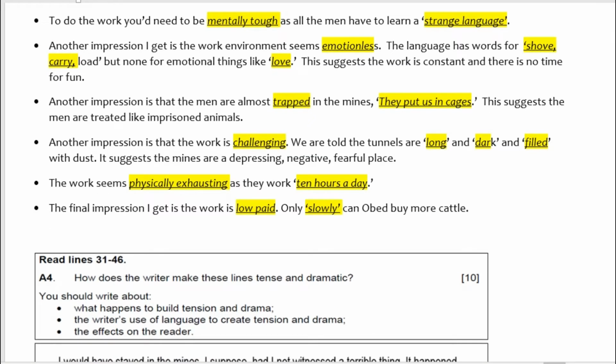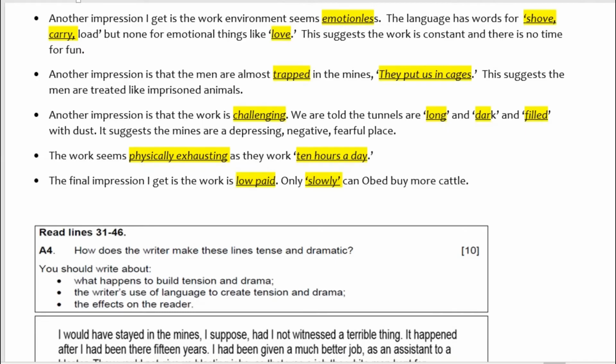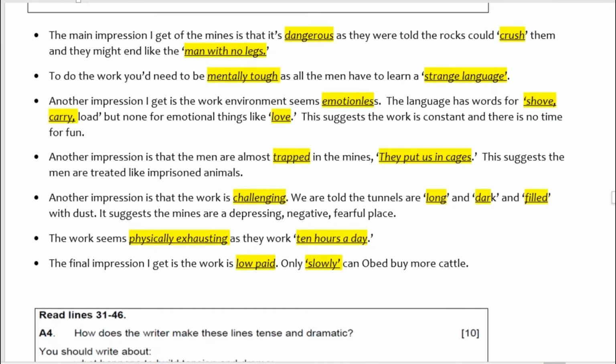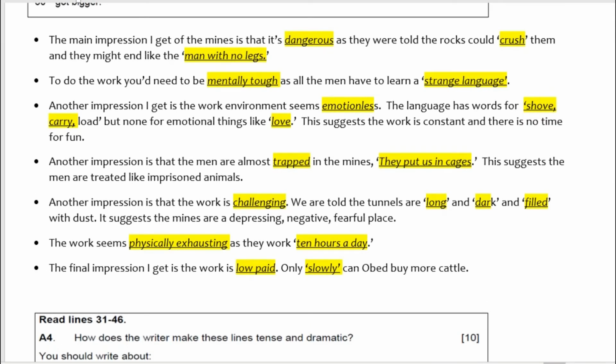Another impression I get is the work is challenging. We are told the tunnels are long, dark and filled with dust. This suggests the mines are a depressing, negative, fearful place, because that is basically explaining why the writer bothered using long, dark. What is the writer trying to get across? They're trying to get across the mines are a depressing, negative and fearful place. Another impression is it's physically exhausting, as they have to work 10 hours a day doing a physical job. And the final impression I get is the job's low paid, as Obed can save his money and buy cattle, but he can only do this slowly.